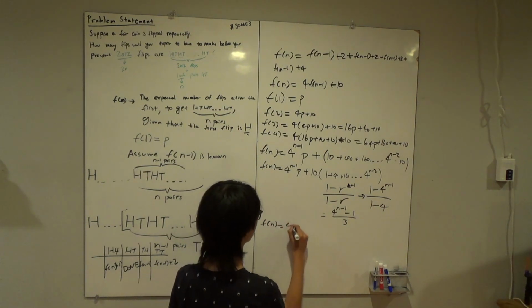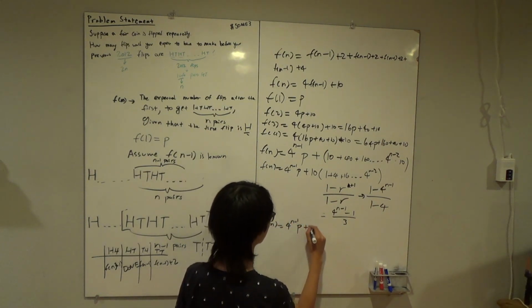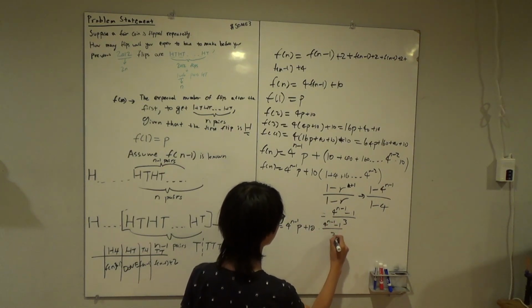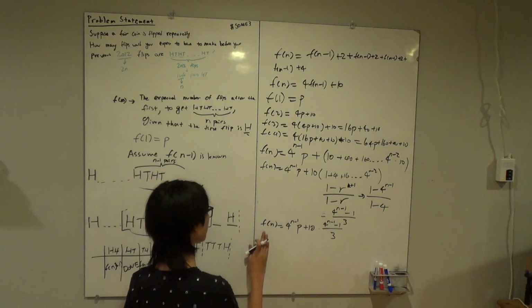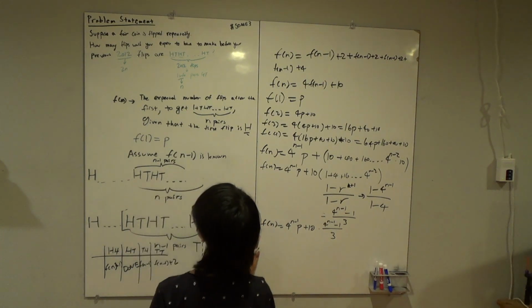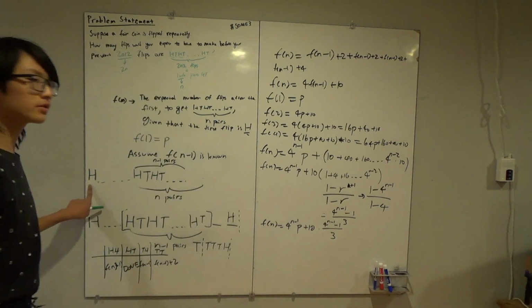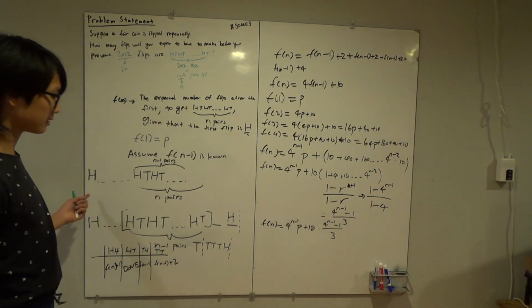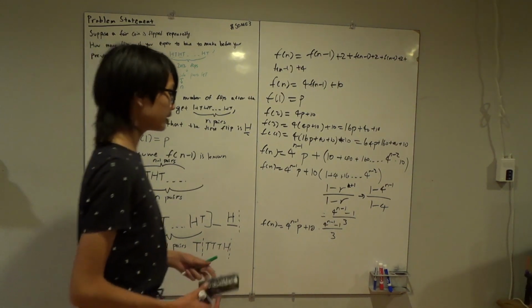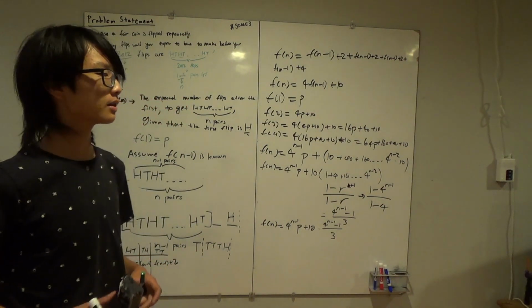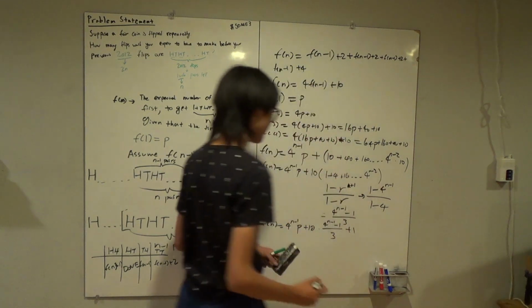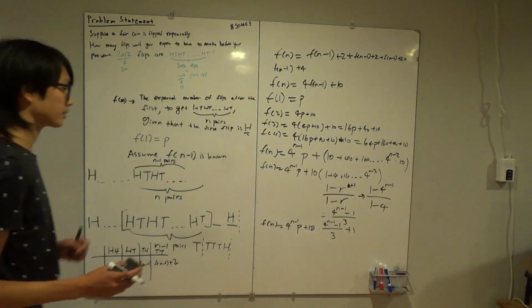F of n equals 4 to the n minus 1 p plus 10 times 4 to the n minus 1 over 3. But remember, this is only the solution for if we A, pretend that the first flip doesn't count towards our total, and B, pretend that the first flip is heads. Well, the remedy for pretending that the first flip doesn't count towards our total, we'll just add 1, because now we counted the first flip.